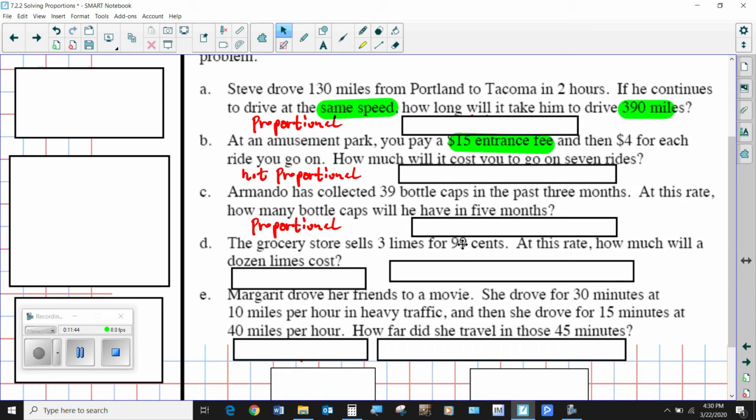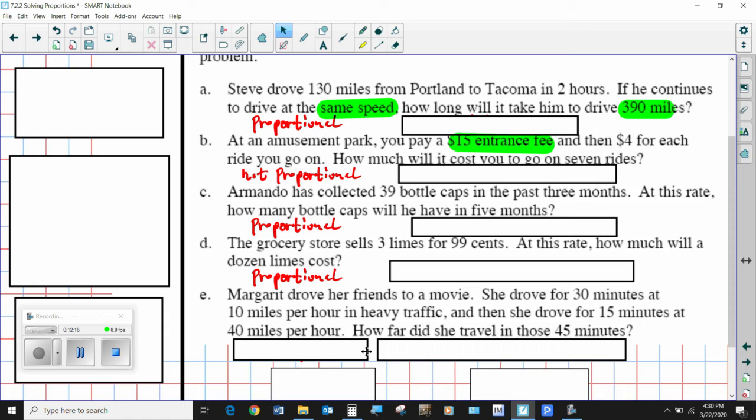Problem D, 3 limes cost 99 cents. How much for 12 of them, a dozen limes? Once again, if you don't buy any limes, you don't pay any money, and they all cost the same. So this is proportional. And then the last situation, Margaret drove her friends to the movie. She drove for 30 minutes at 10 miles per hour in heavy traffic, and then another portion, it took 15 minutes going 40 miles per hour. So how far did she travel in the total of 45 minutes?